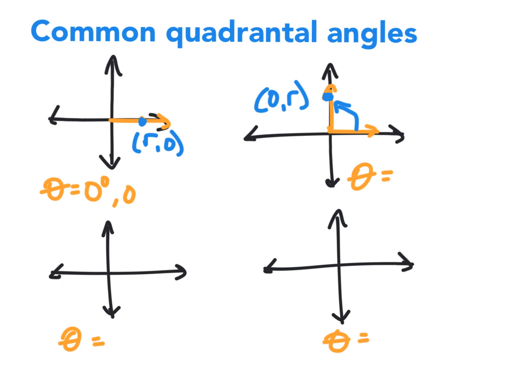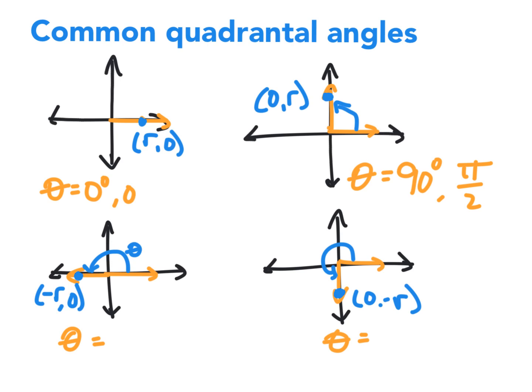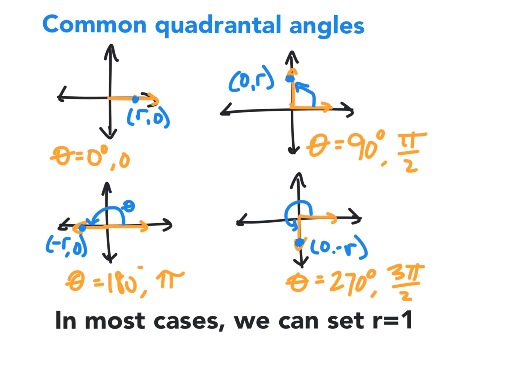So going through these, the next one would be at 0, r, and theta would be 90 degrees or pi over 2 radians. Finally, with the last two hitting the axis over here, we have theta equal to 180 degrees or pi radians, or here 270 degrees or 3 pi over 2 radians. What's really going to help us is that in most cases we can set r equal to 1, and that'll make the math a lot easier.